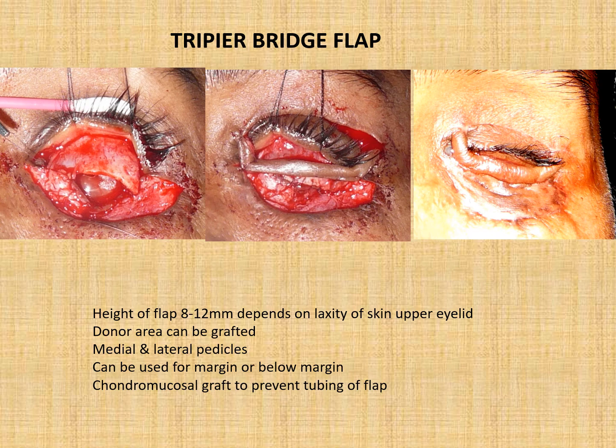Tripier bridge flap, height of 8 to 12 millimeters depending on laxity of skin of the upper eyelid. Donor area can be grafted. Medial and lateral pedicle can be used for margin or below margin. Chondromucosal graft to prevent tubing of the flap.